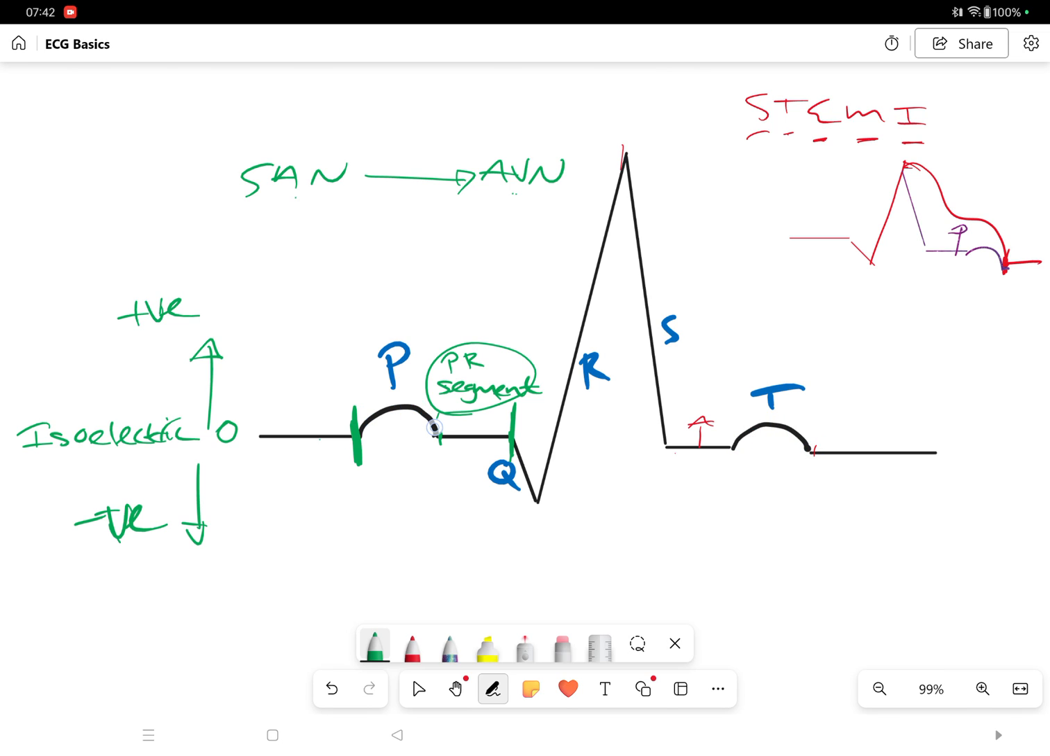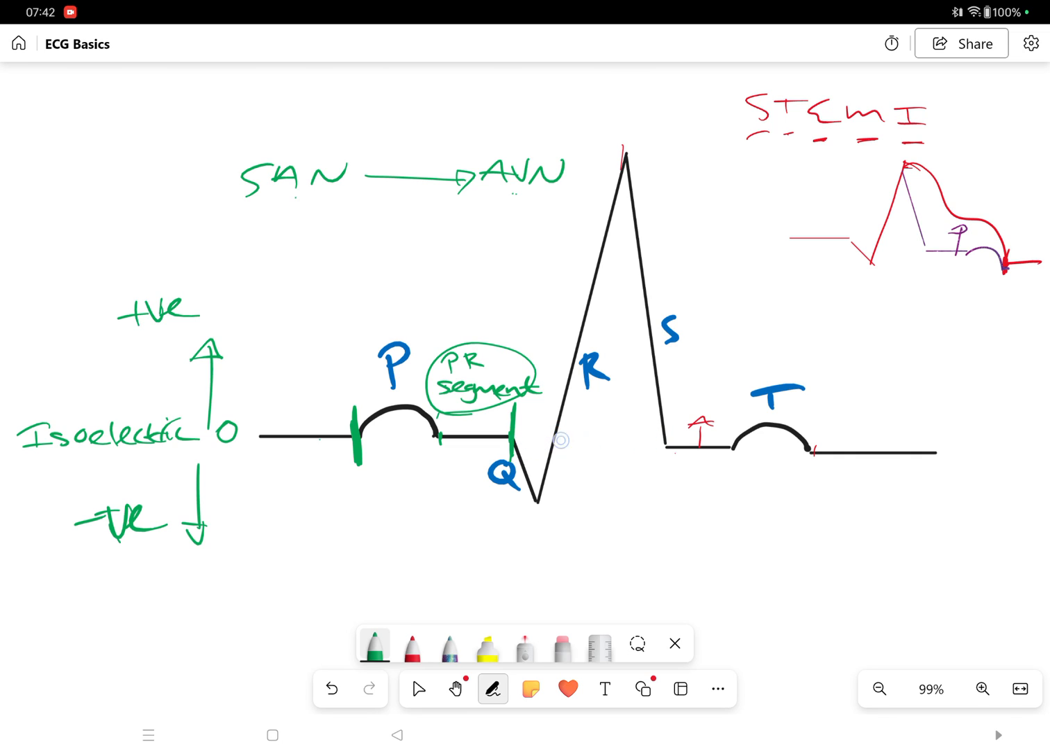P wave, atrial depolarization, ventricular depolarization, ventricular repolarization. However, what happened to atrial repolarization? Well, again, if you remember me saying that this is all a representation of the electrical conductance of the heart. Now, we remember that the ventricles are significantly larger than the atria. And so the electrical voltage that's given off, and therefore measured by this machine, is going to be greater from the ventricles.